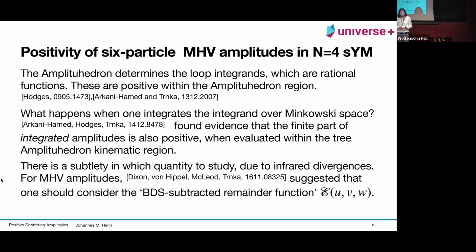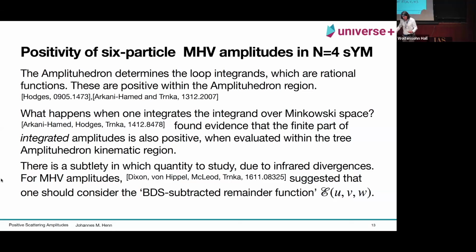But we have a lot of data, so it's interesting to look at it. And so this is what, in particular, Lance and his collaborators did, and also Nima, Andrew Hodges, and Jaroslav Trnka. And they found that, perhaps surprisingly, if you take this integrated amplitude, but evaluate it now again in the tree kinematic region, you find something positive.